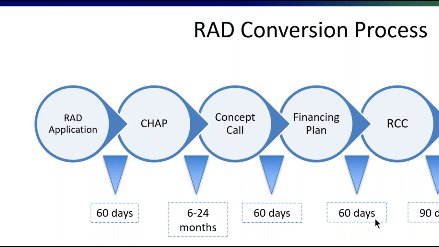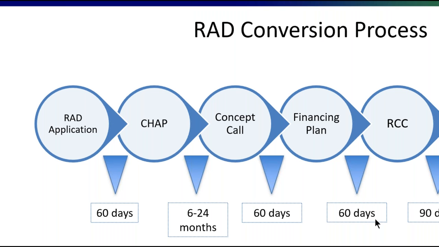So just quickly, in a nutshell, though this takes 2 years in practice or more, a PHA starts converting a property through public housing to a Section 8 contract, either to PBRA or to project-based vouchers, by submitting their RAD application, which is a very light application.